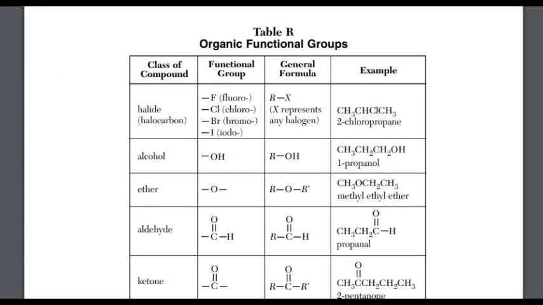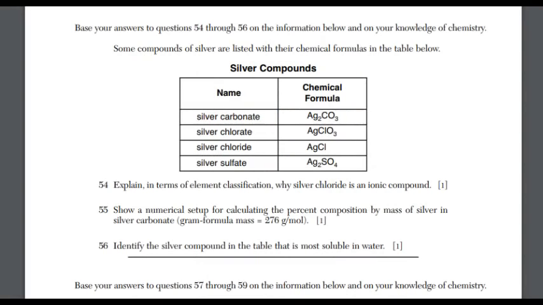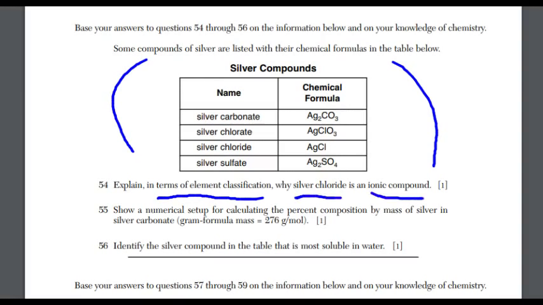That was question 53, and now we're on questions 54 through 56. All right, so with 54 through 56, we have this table of information, and 54 asks us to explain in terms of element classification why silver chloride is an ionic compound. Well, you want to remember ionic compounds have a metal and a nonmetal. In this case, silver or Ag is my metal, chlorine or Cl is my nonmetal. And that's what they were looking for.